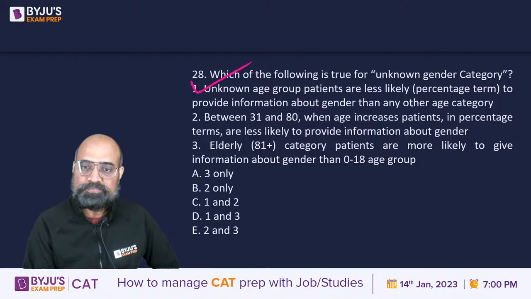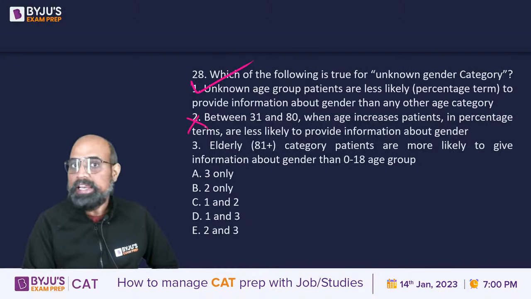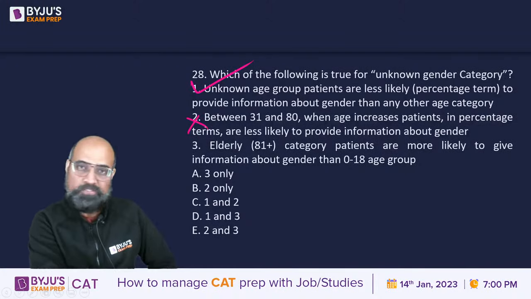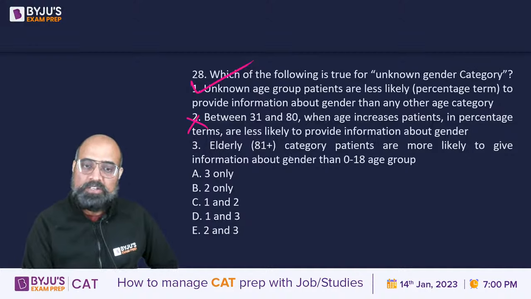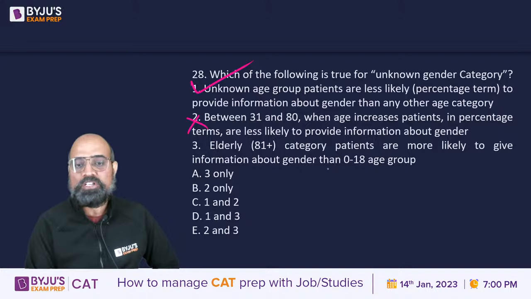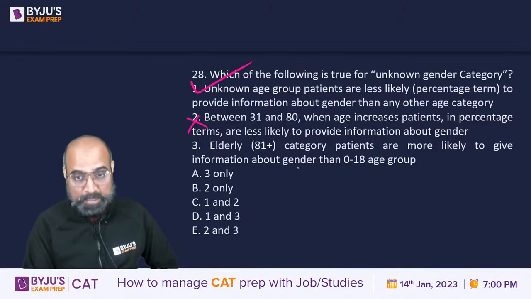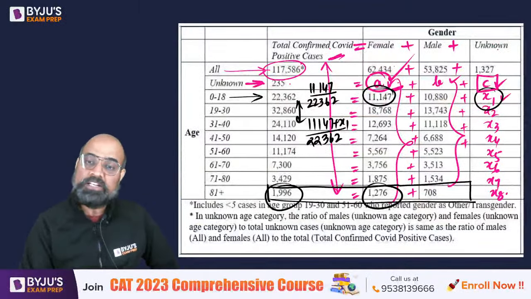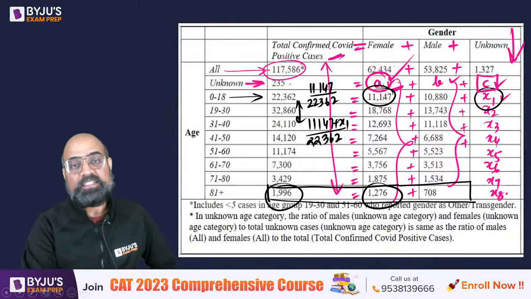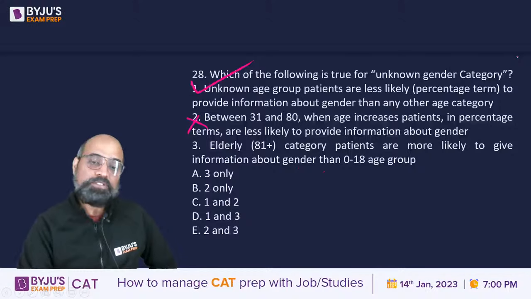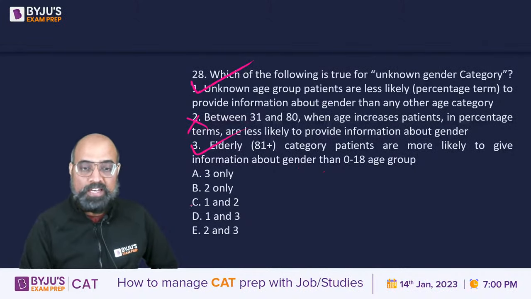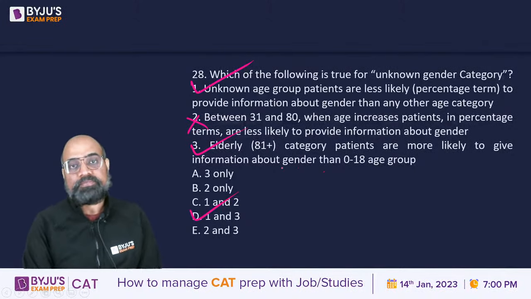Okay. Unknown category as an unknown age group. The second one was not true. If you look at the values, you will realize the second one is not true. Elderly category patients are more likely to give information about gender than the 0 to 18 age group. For this also you will have to calculate the percentages and realize that this is also true. So 1 and 3 turn out to be true.